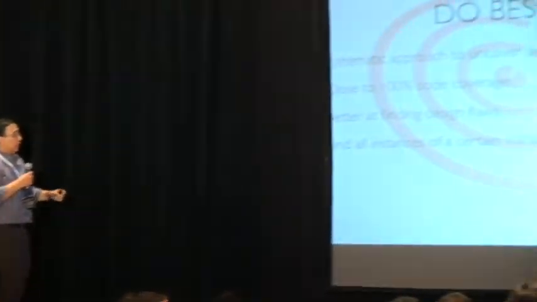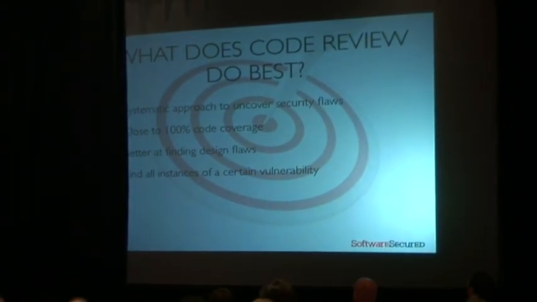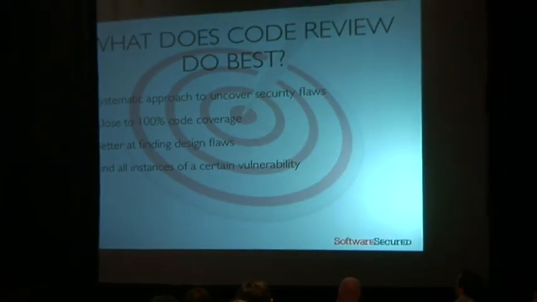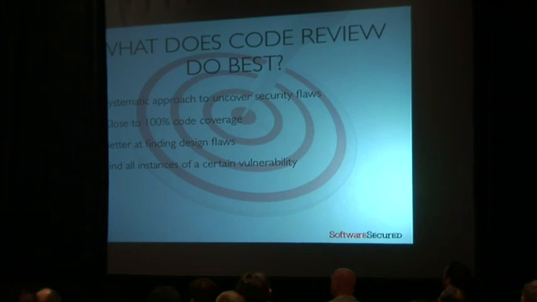And this is my favorite. It finds all the instances of a certain vulnerability. So for example, if you found a cross-site scripting issue, it would be really easy to write a script that would look for that particular cross-site scripting pattern in the source code and find all the similar cross-site scripting issues, right? Versus, for example, web application penetration testing or other ways of testing applications, where if you found one, you might not be able to easily find all the rest of the instances of the same vulnerability.